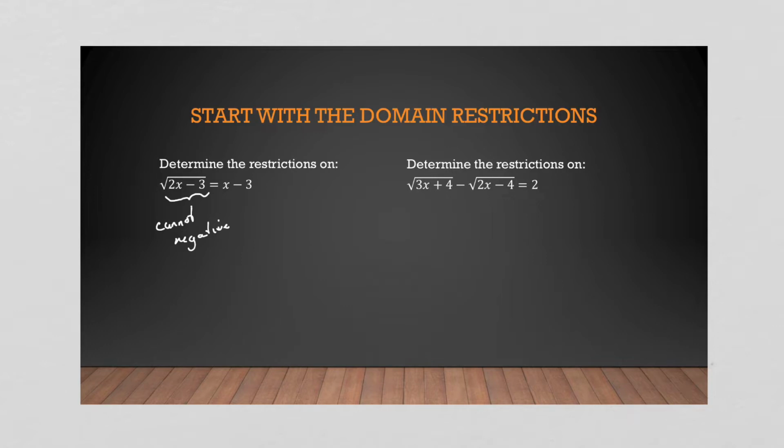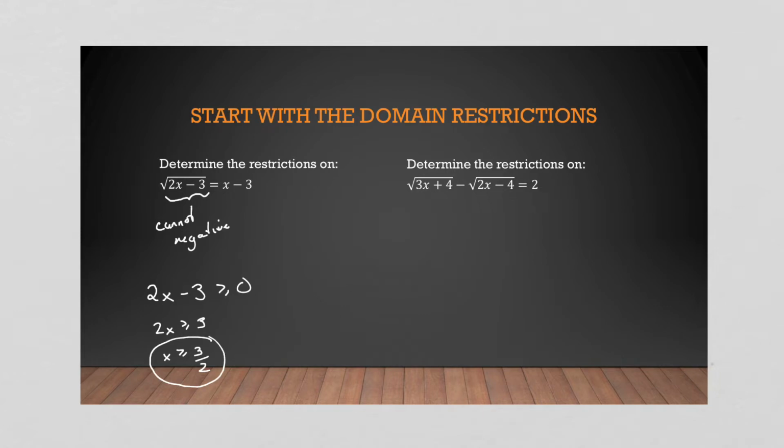So all we have to do is solve a basic grade 9 inequality statement. Whatever's underneath my radical here has to be greater than or equal to 0. And then we solve that. So add 3 to both sides, and then divide both sides by 2. So that is a domain restriction on our equation.